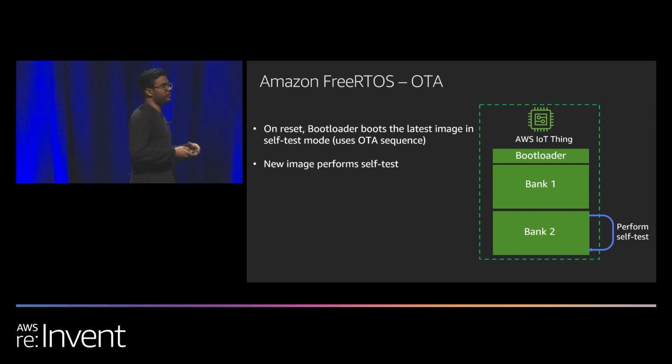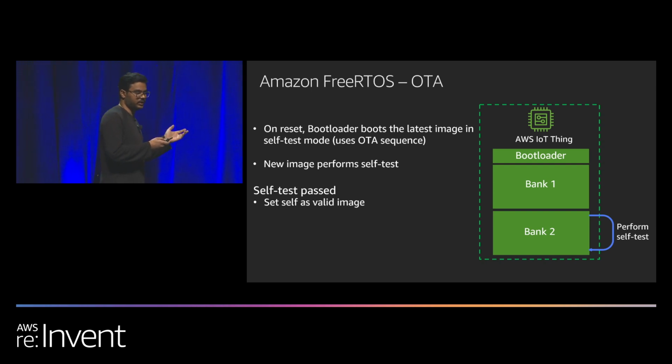The new image performs a self-test, and this could include a variety of things. For example, whether it connects to the internet or not, or you could write your own custom function to say, perform these kind of checks on the hardware when the firmware runs. If it passes the self-test, it marks the header as a valid image, and the execution continues. If it fails the self-test, it marks the header as an invalid image, and then resets the device.